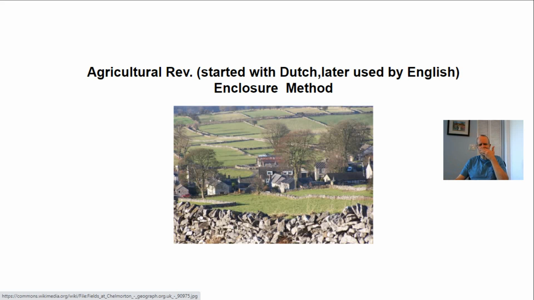If you see this, you know they're basically talking about the Dutch being first, and then it becomes the enclosure method. If you see any type of enclosed or encapsulated land, they're talking about the enclosure method, which was basically the second agricultural revolution in AP World History, and that one really spurs on the Industrial Revolution. The agricultural revolution starts with the Dutch and is later utilized by the English.